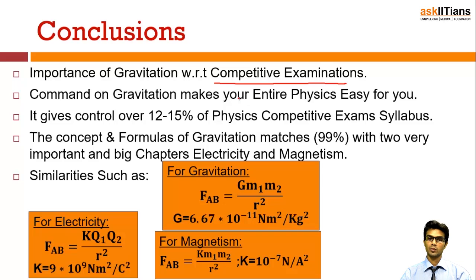Please try to understand, because if you have great command of gravitation, your entire physics is easy for you. If you have command of gravitation, then you can control 12 to 15% of the physics competitive exam syllabus, because the concepts and formulas of gravitation match 99% with two very big and important chapters of physics, electricity and magnetism.